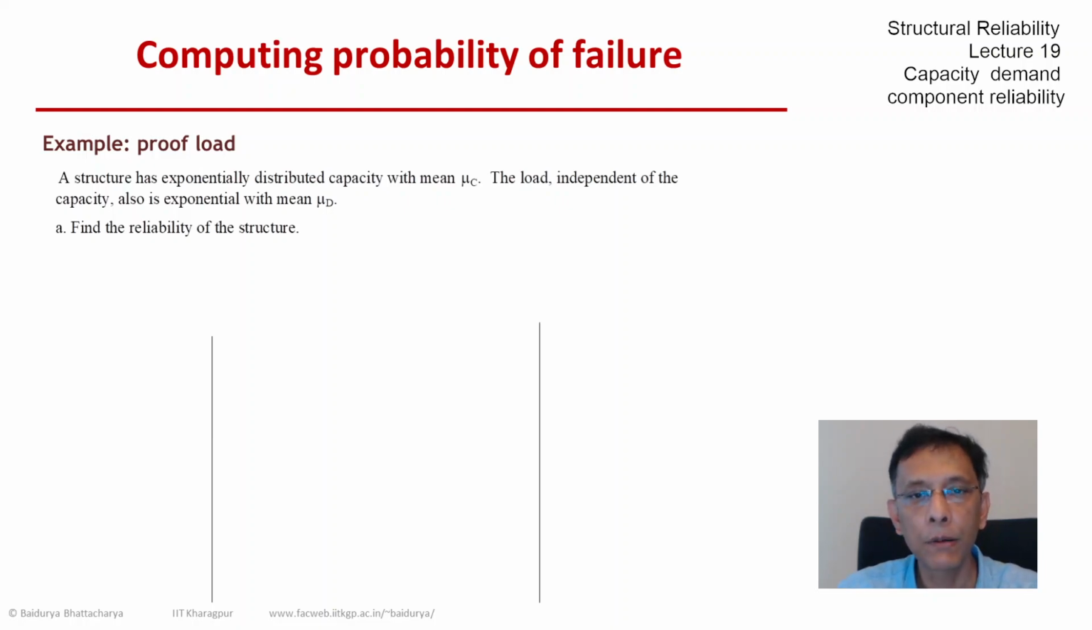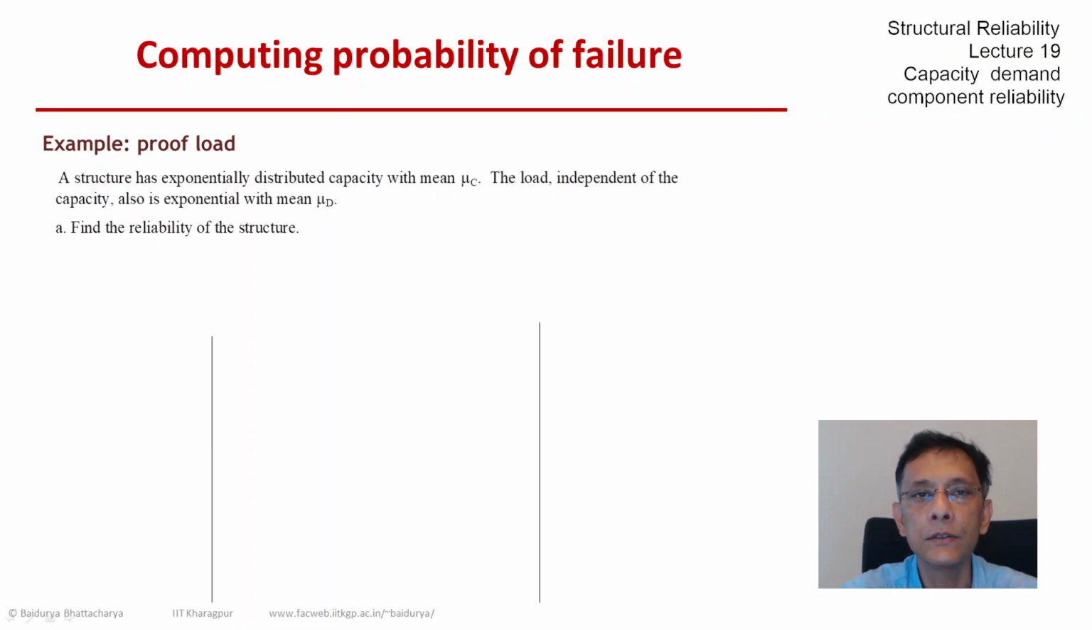When discussing probability and random variables, we did take up an example involving proof loads and saw how the knowledge of proof load as an additional knowledge helps us update the distribution of the capacity. Now let's take that example a little further and estimate the reliability or the failure probability of such a structure.